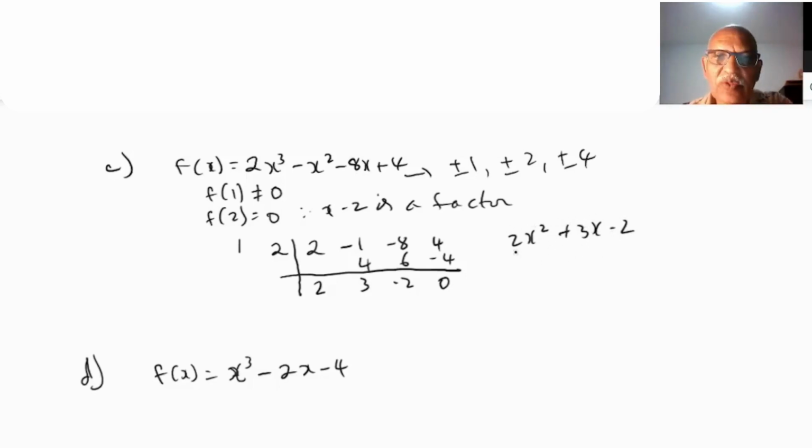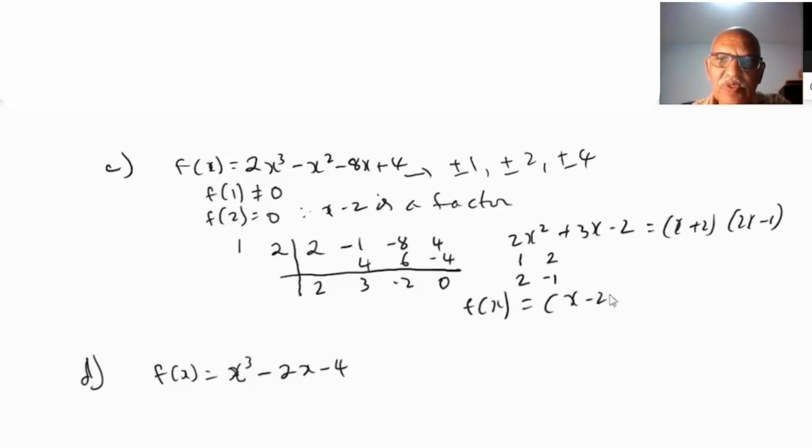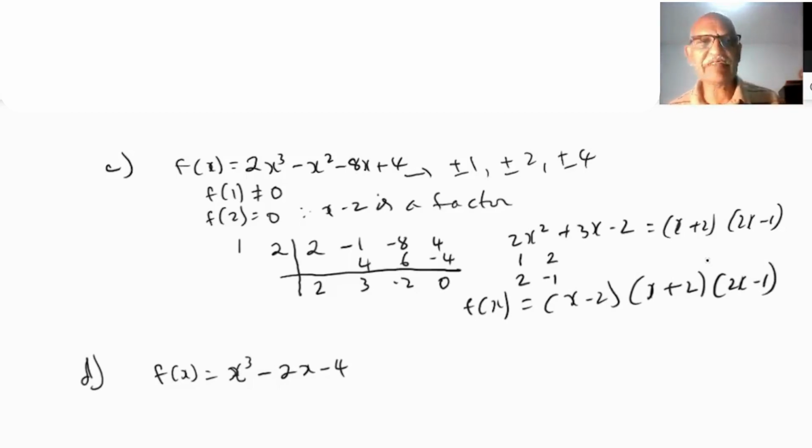Then I factor this one here, 1 and 2. This cannot be 2 here, therefore I write 2 and 1. 2 and 2 should not be on the same line because they have a GCF. But this is a negative, therefore this will be negative 1. Negative 1 plus 4 is positive 3. Therefore, the factors of this will be x plus 2 and 2x minus 1. The complete factors of f(x), I don't forget the first one, which was x minus 2, are x minus 2, x plus 2, and 2x minus 1. This is completely factored.